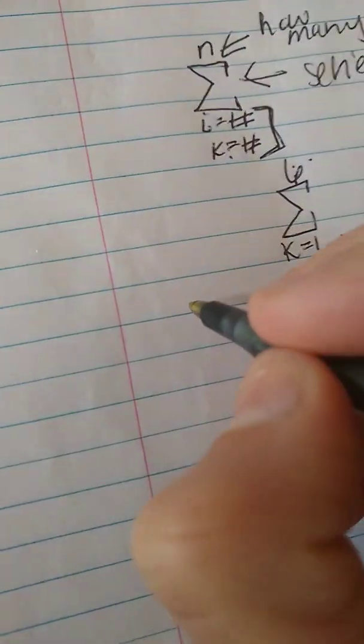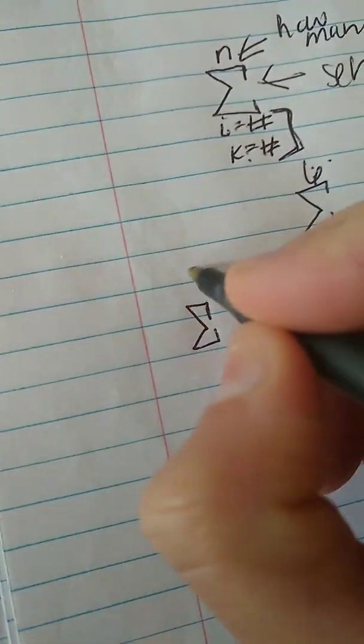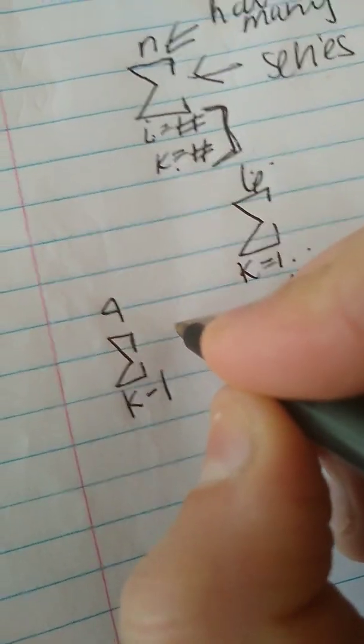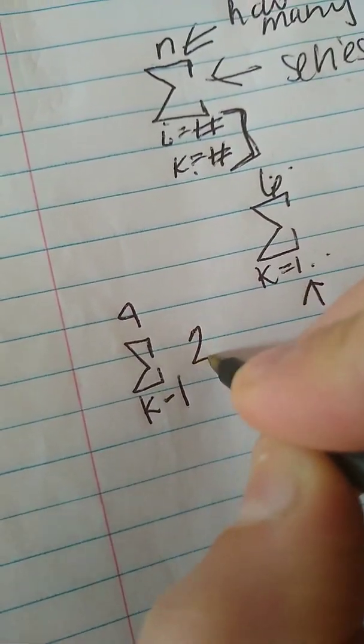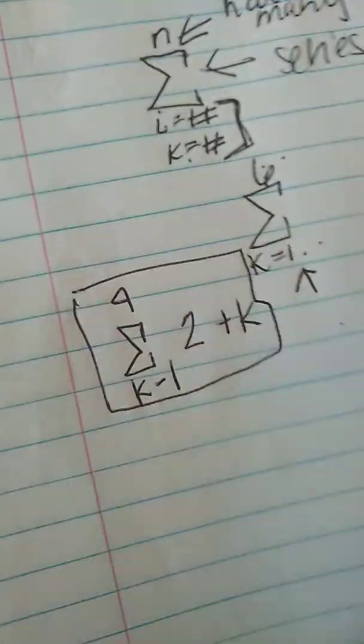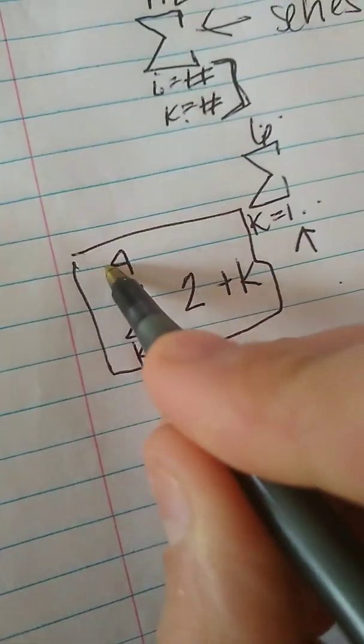So let's do one over here. Let's do sigma 4, K equals 1. And my rule, what I'm going to follow is 2 plus K. So here it is. This is my problem. And I want to go 4 terms, start at number 1, and my rule is 2 plus K.